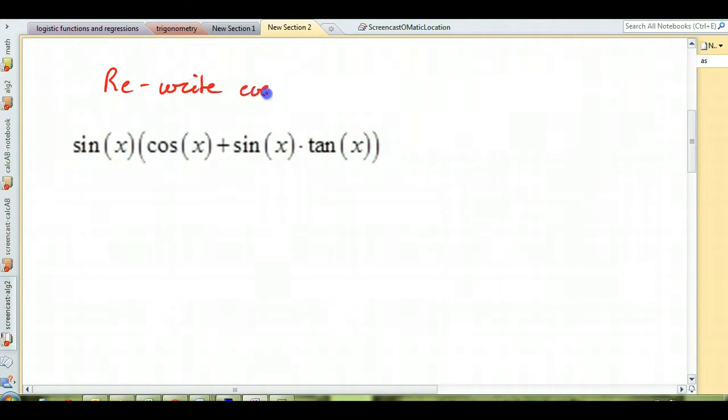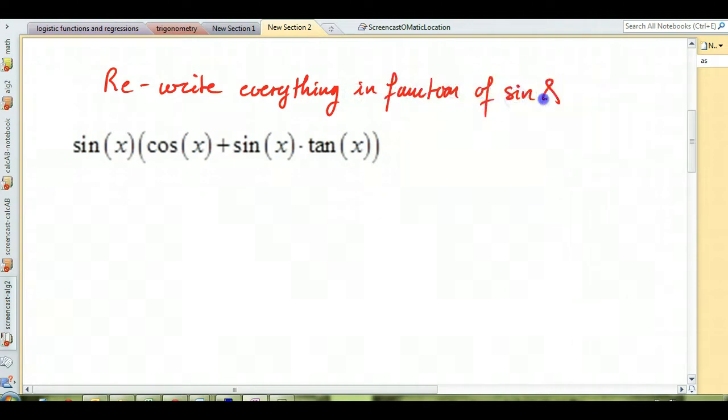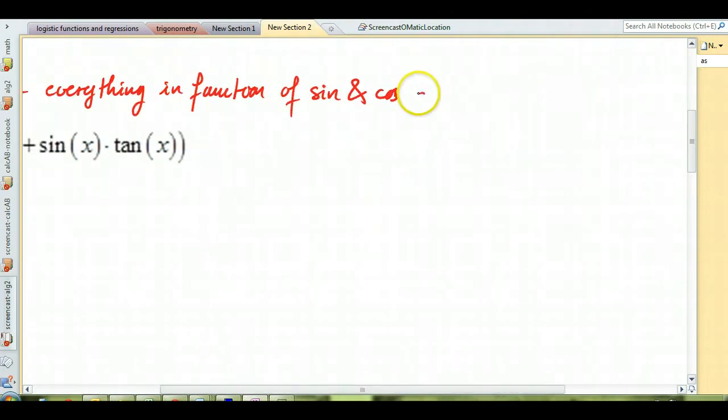Rewrite everything in function of sine and cosine only, okay? Only sine and cosine only. And after that, what you do? Do some algebra. That's it.